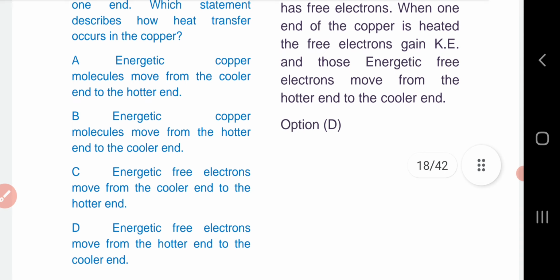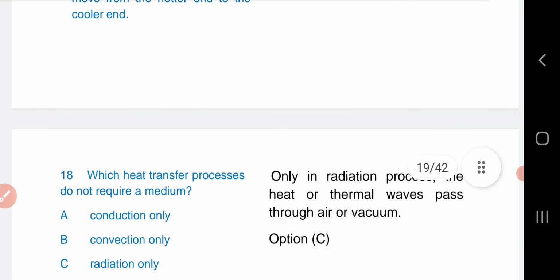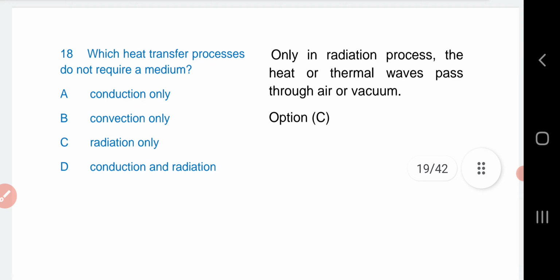And the answer is option D. Energetic free electrons move from the hotter end to the cooler end. Question number 18. Which heat transfer process does not require a medium? And the answer is, only in the radiation process the heat or thermal waves pass through air or vacuum.